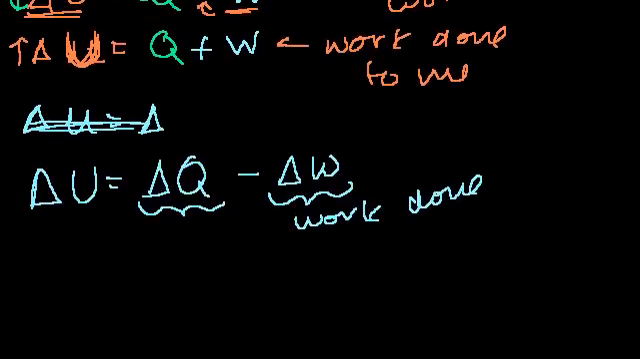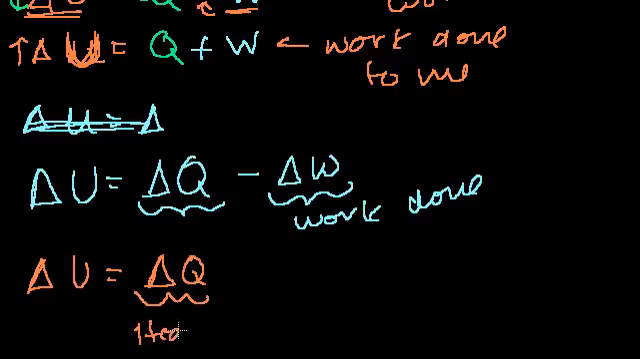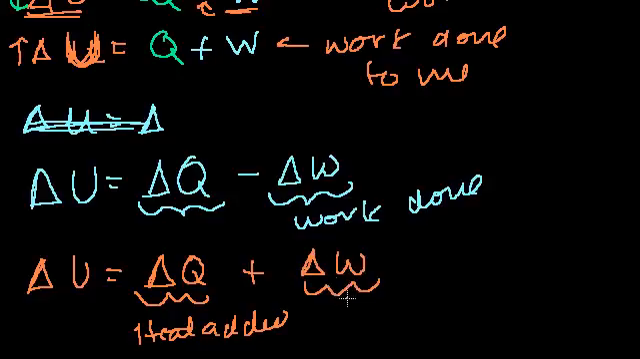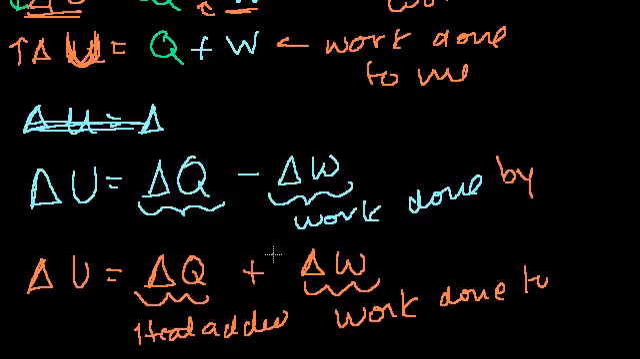Or you might see it written like this. Change in internal energy is equal to heat added. Even this kind of reads to me as change in heat, so I'll just call this the heat added, plus the work done onto the system. So this is work done to the system. This is work done by the system. Either way, you shouldn't even memorize this.